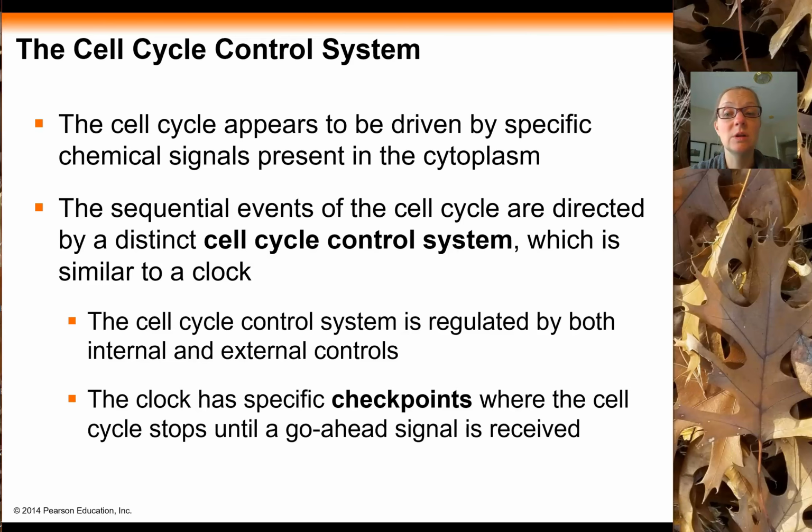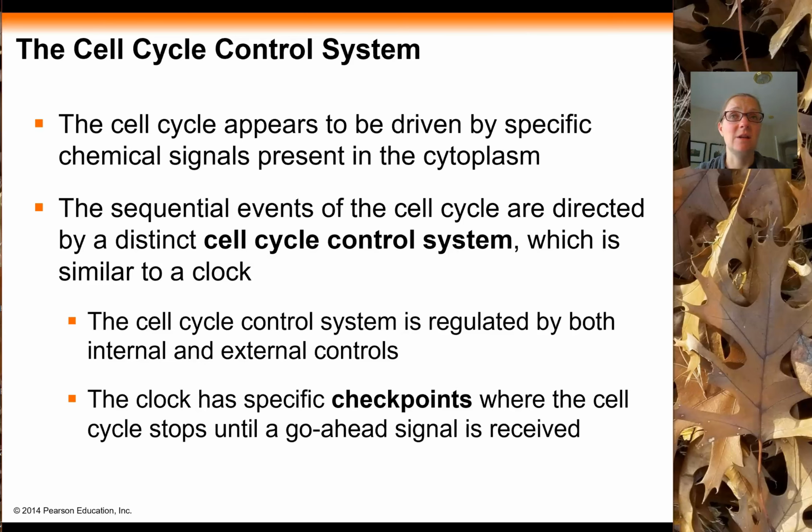The cell cycle is really driven by a variety of different molecules that interact with each other within the cytoplasm of the cell. There's no one structure within the cell that controls this. It's simply an interaction between different molecules that helps to turn on certain processes or keep certain processes turned off. And so the sequence of events during the cell cycle is controlled by the cell cycle control system, right?